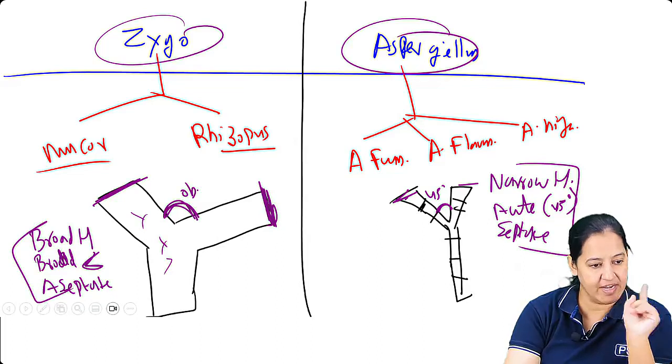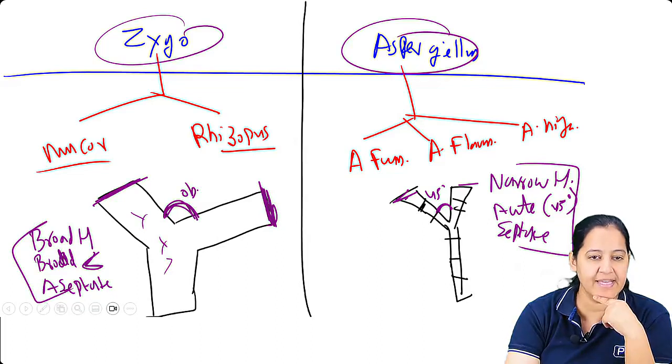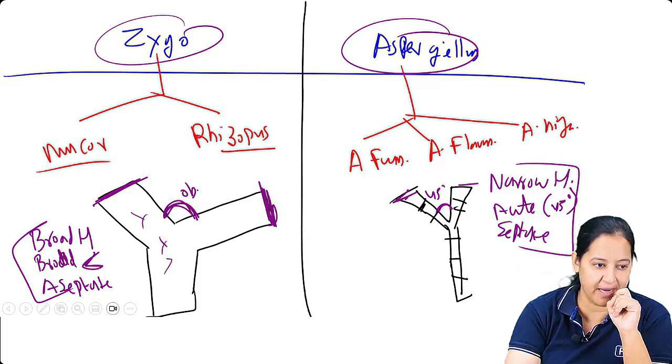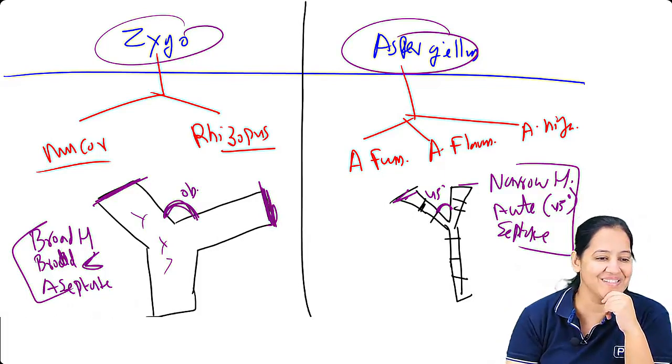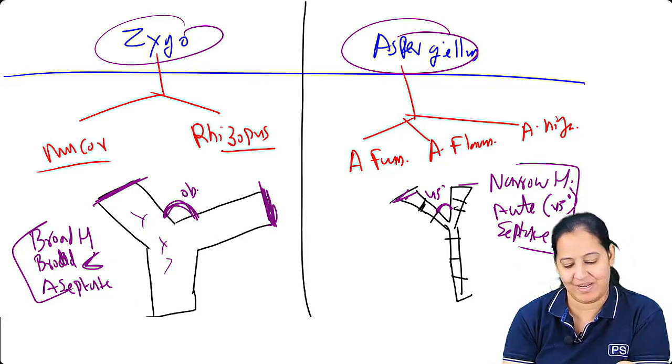You have drawn. Can I flip this page? Have you drawn? Say yes. Can I flip this page? It will not come again. Can I flip? I will show you the theory. We are ending mycology fast. Okay, everyone is okay. Let me flip that.